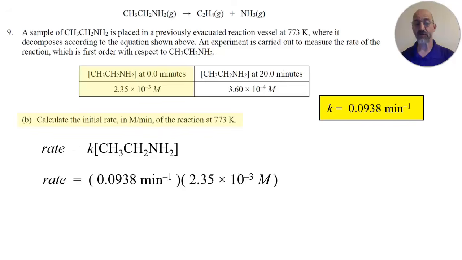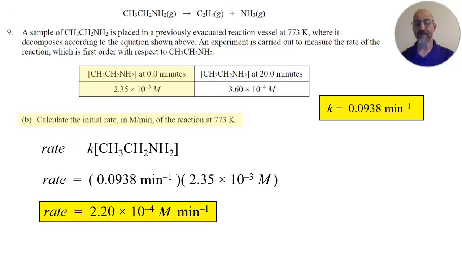The initial concentration was given to us in this problem as 2.35 times 10 to the negative 3 moles per liter. So rate equals rate constant times initial concentration, and when I do that math, I get 2.20 times 10 to the negative 4, and my units are molarity per minute. So that is my answer to part B.